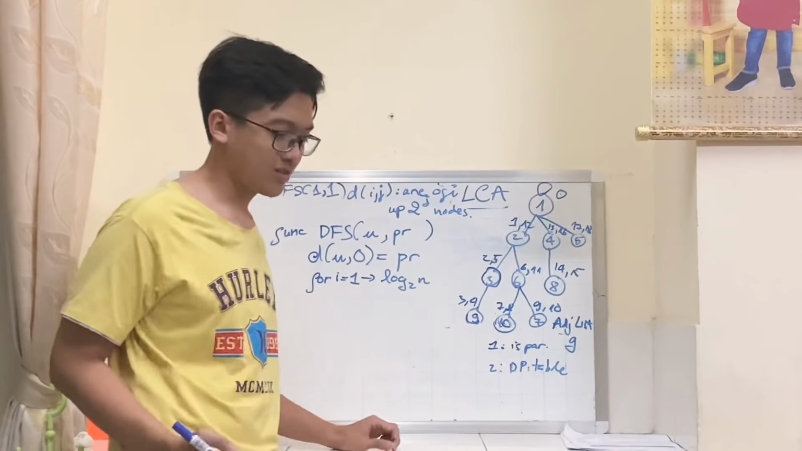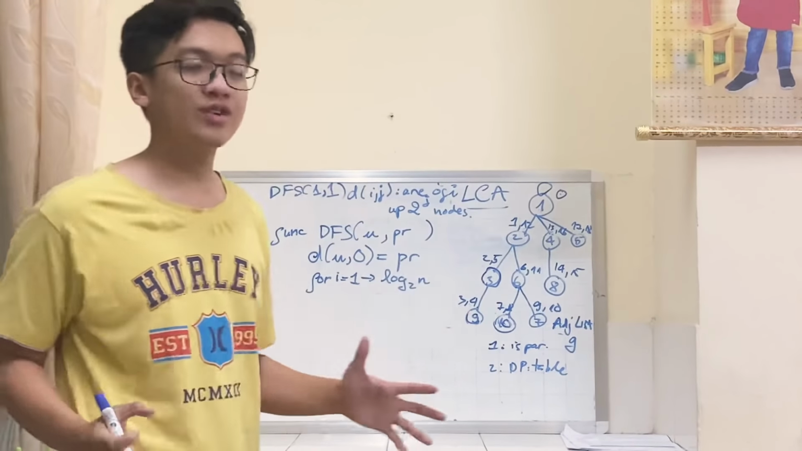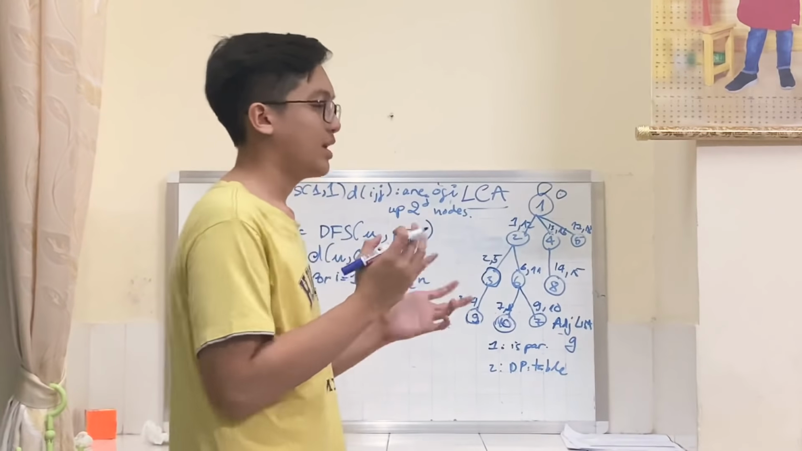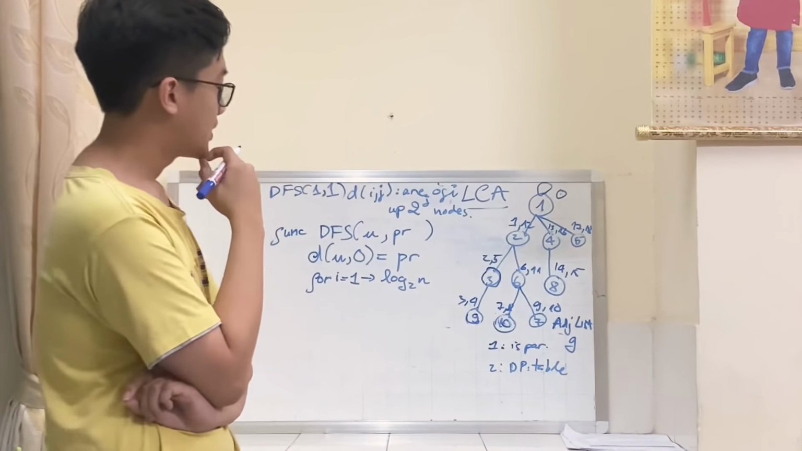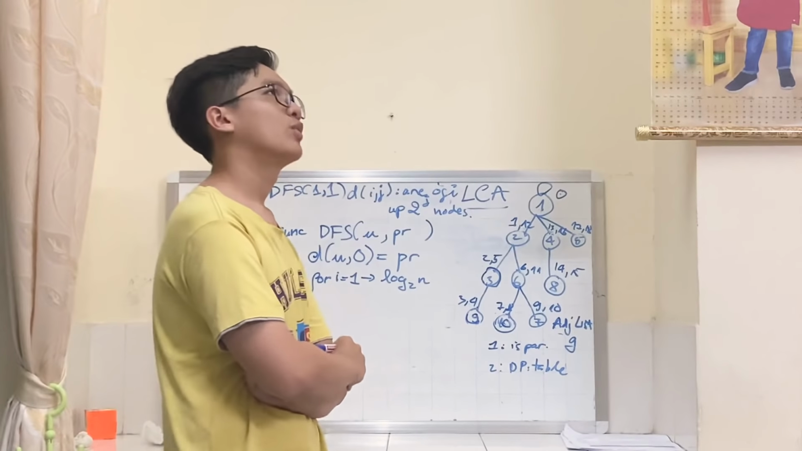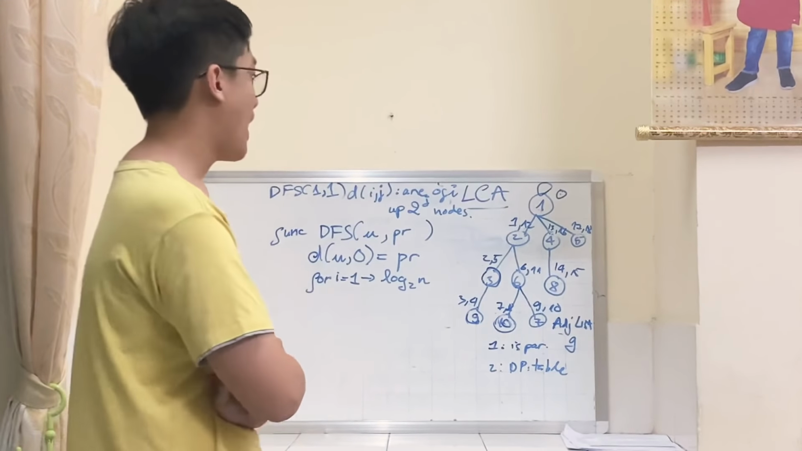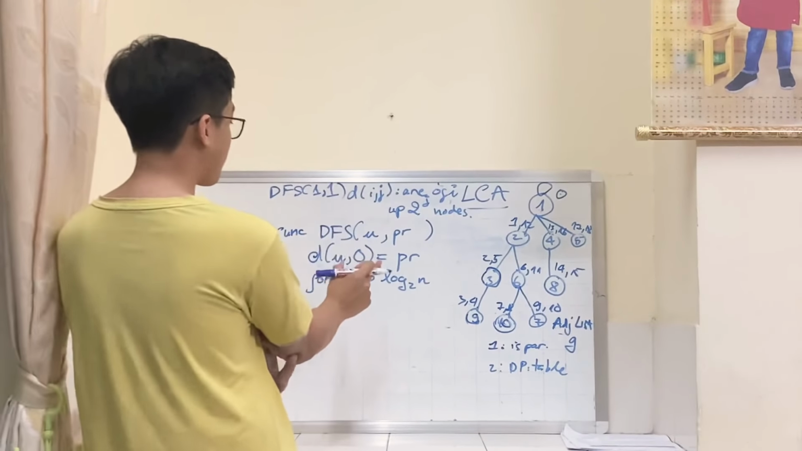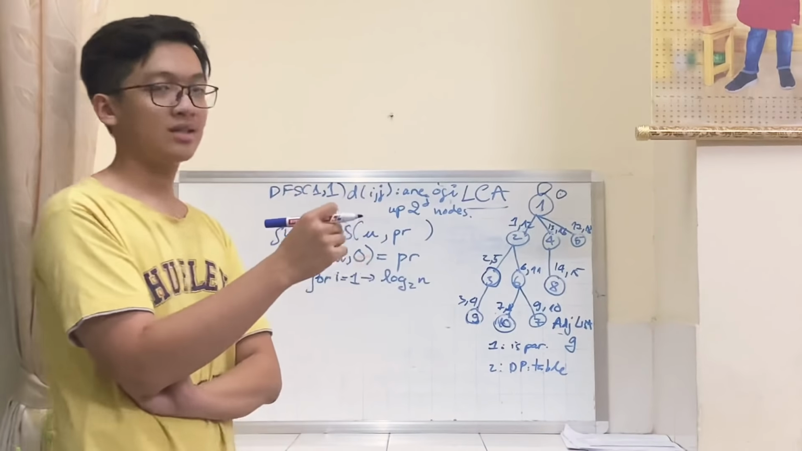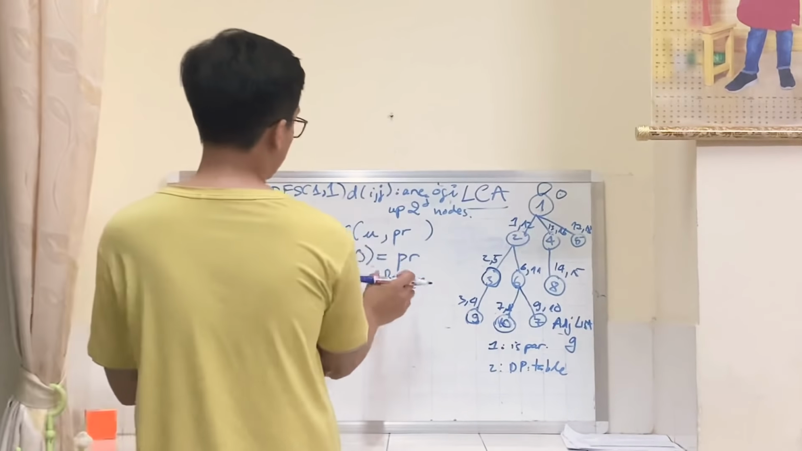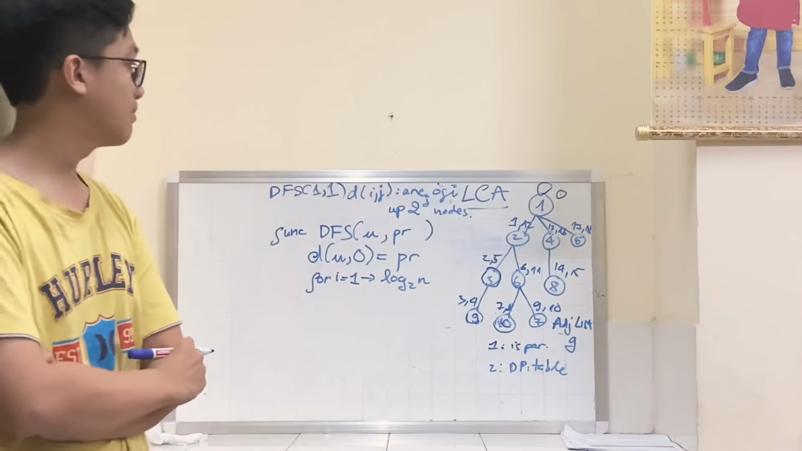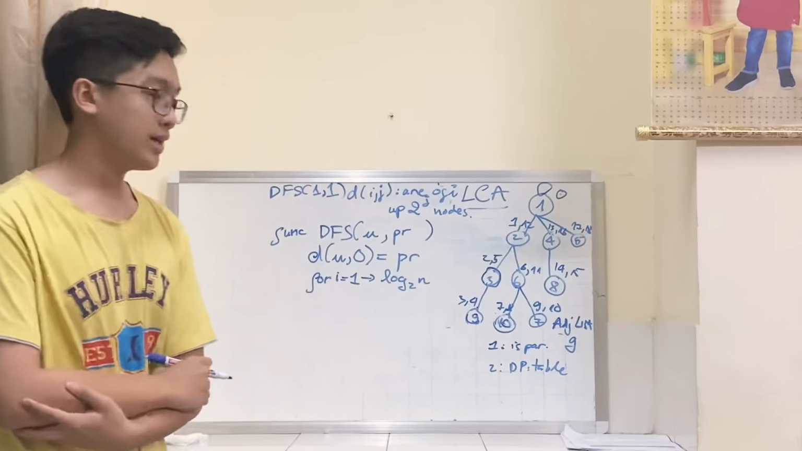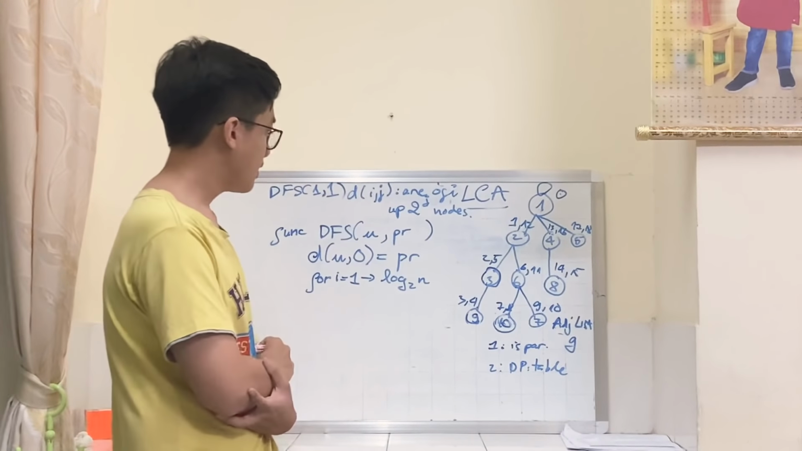Why do you only traverse it to log 2n? Because when you have a tree of n nodes and n-1 edges, the maximum height of the tree is n. So 2 to the power of log 2n is n. That's why log 2n is the maximum height value of 2 to the power of g. Okay, is it clear?